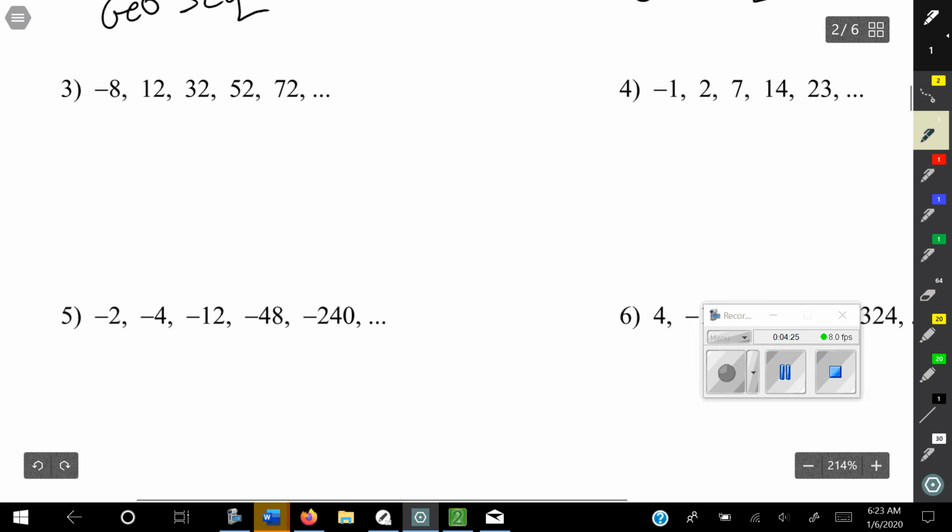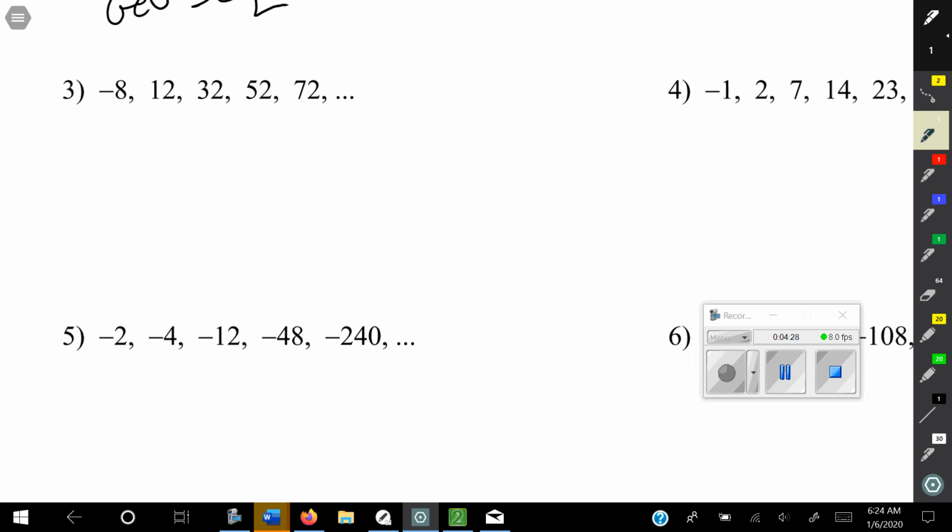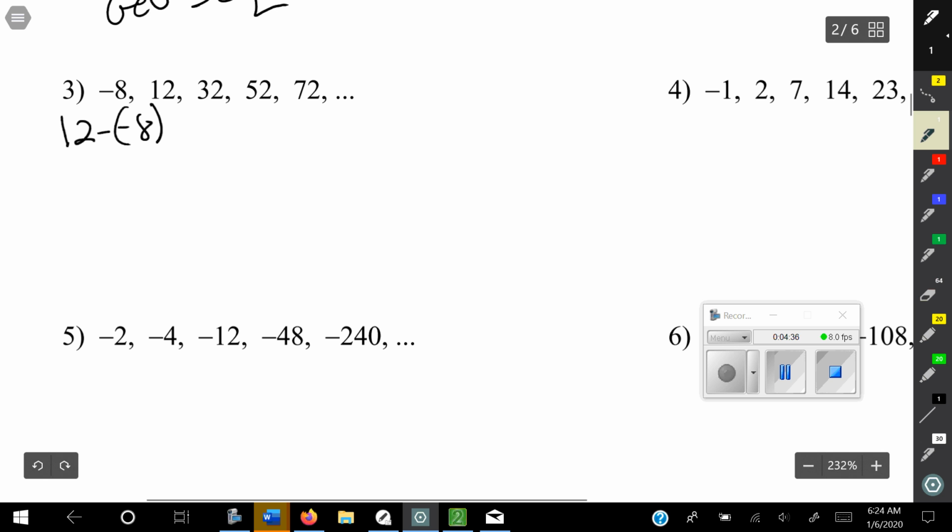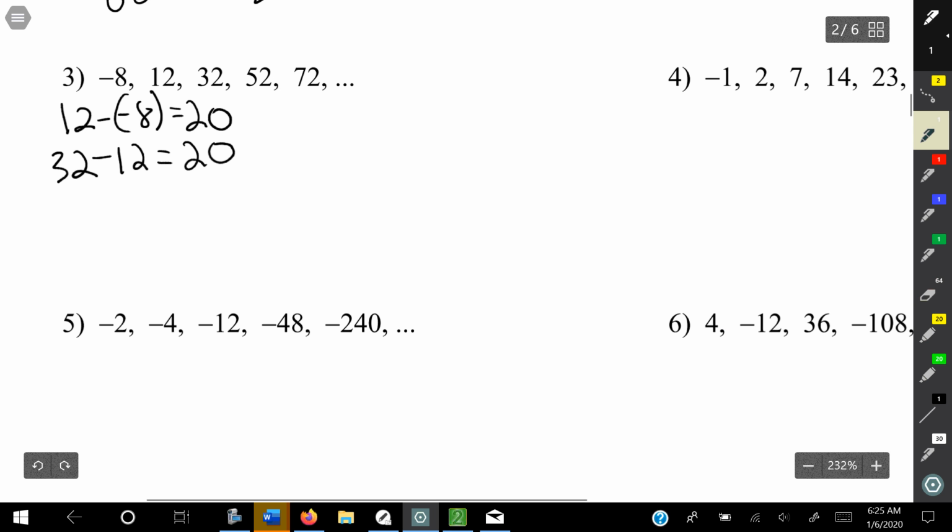On number 3 here, same process. We're going to take the second number and subtract it from the first, so we'll have 12 minus a -8. Let's see what we get. When we do that, we get 20. Now we're going to take the third number, 32, and subtract 12 from it and see what we get. When we do that, we get 20 as well. Since they're both the same number, that means it is an arithmetic sequence.